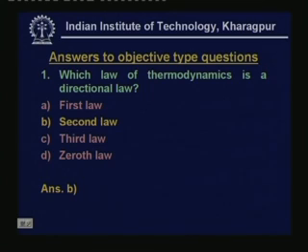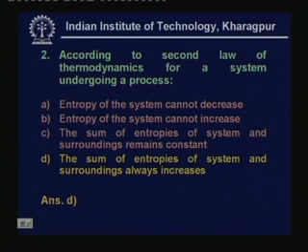Now, let me quickly give the answers to the objective type questions. I asked you which law of thermodynamics is a directional law, and the choices were first law, second law, third law and zeroth law, and the answer is second law. So, the second law of thermodynamics is a directional law. The second question was, according to the second law of thermodynamics for a system undergoing a process, whether entropy of the system cannot decrease, or entropy of the system cannot increase, or the sum of entropies of system and surroundings remains constant, or the sum of entropies of system and surroundings always increases. The answer is D. That means, according to the second law, the sum of entropies of system and surroundings always increases. This is the law of entropy increase.